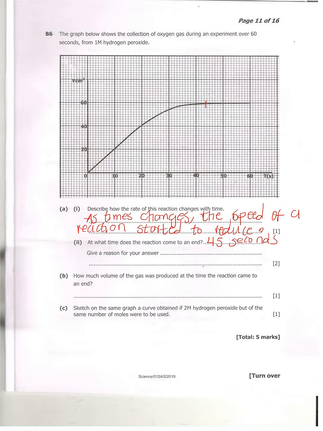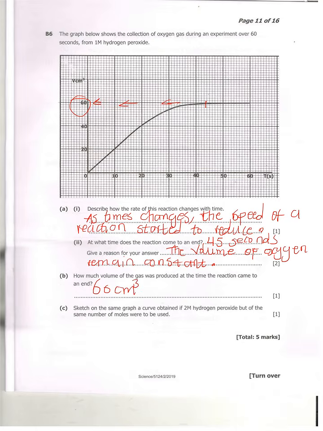Now give a reason for your answer. Because the volume of oxygen remained constant. So the volume of this oxygen gas remained constant, indicating that now there was no reaction since the product stopped to be produced. Now for question B, how much volume of the gas was produced at the time the reaction came to an end? This is where we need to go into the y-axis, so we can see that we are reaching at 60. So 60 cubic centimeters of oxygen was produced.